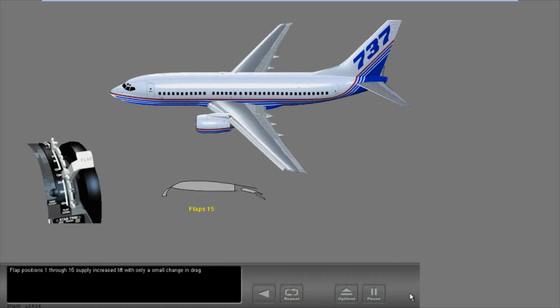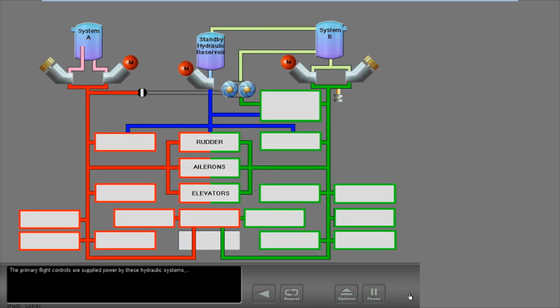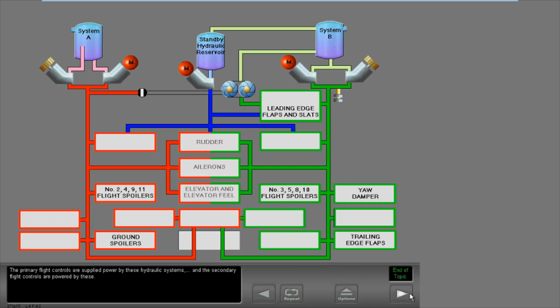Flap positions 1 through 15 supply increased lift with only a small change in drag. Flap positions more than 15 supply increased lift and drag to permit slower approach speeds and better airplane control. The primary flight controls are supplied power by these hydraulic systems, and the secondary flight controls are powered by these.